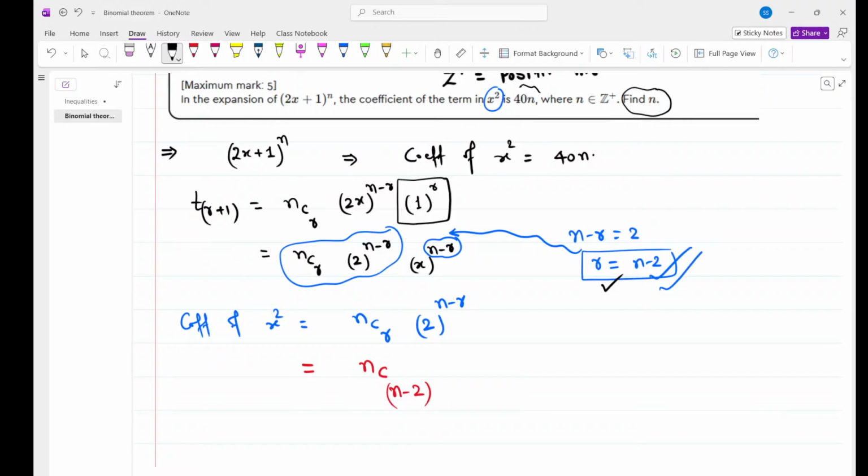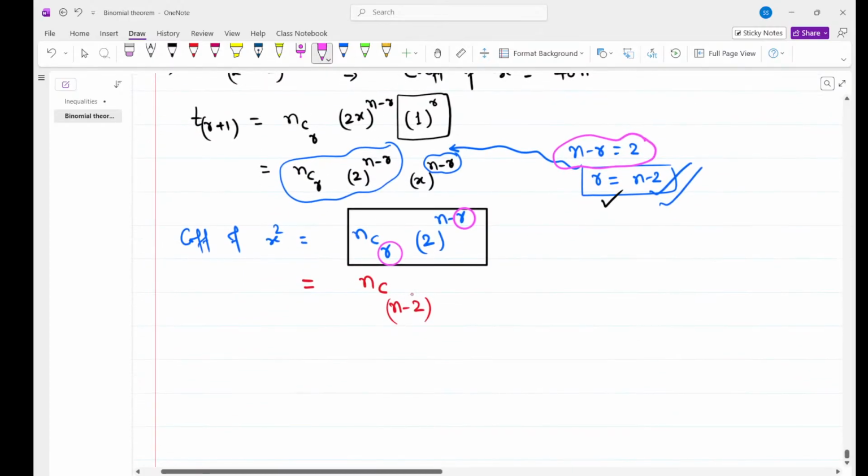See, we are given that my coefficient is 40n. This is already in terms of n. Anyhow, I have to write my term in terms of n only. Then when I equate it to 40n, I will have only one variable, that will be n. So that's why I thought I have to replace this r everywhere in terms of n. And for that relation, we have this result that n minus r should be equal to 2.